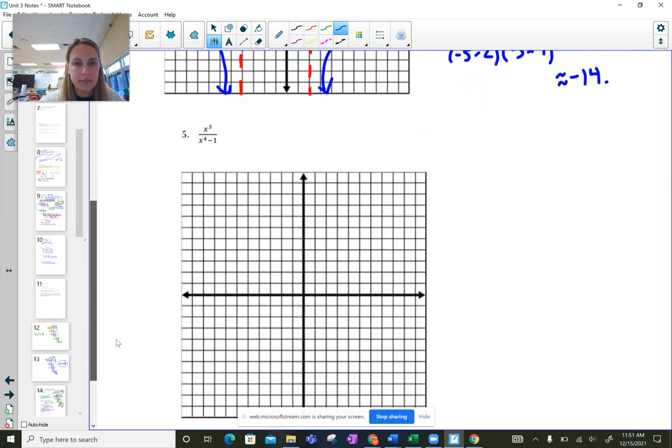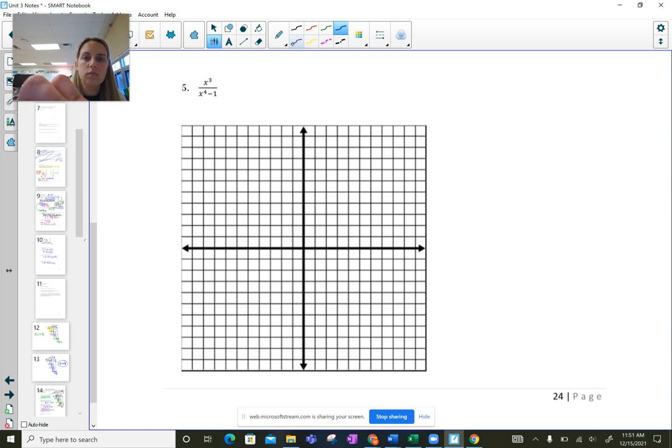Cute. Okay, my loves, last one. So let's start with the x-intercept.